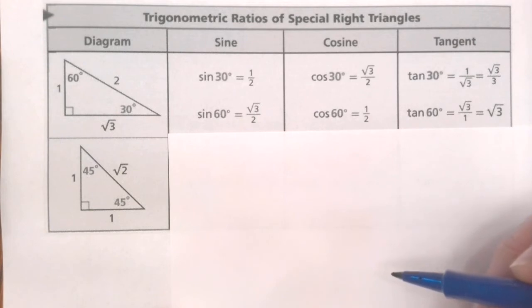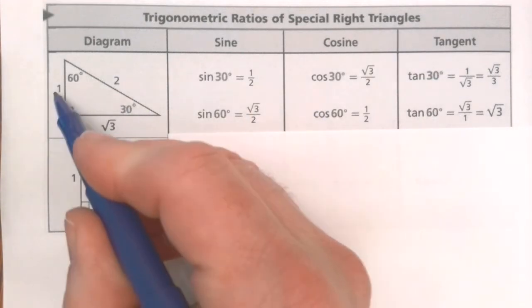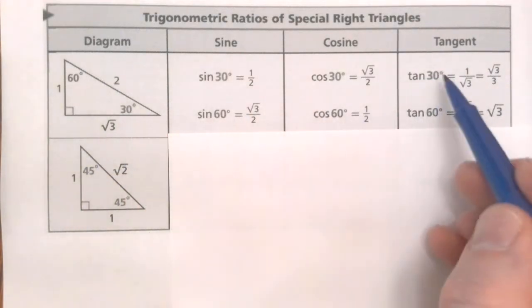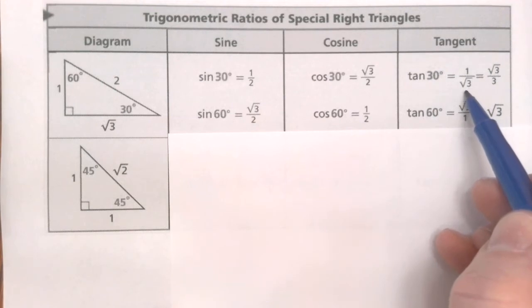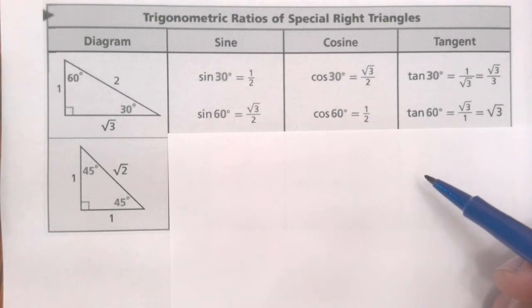Similarly, we can calculate tangent of 30 and tangent of 60 degrees from there. The tangent of a 30 degree angle would be opposite over adjacent, which would be 1 over the square root of 3. And then you'd have to rationalize that, and you would get a final answer of the square root of 3 over 3.